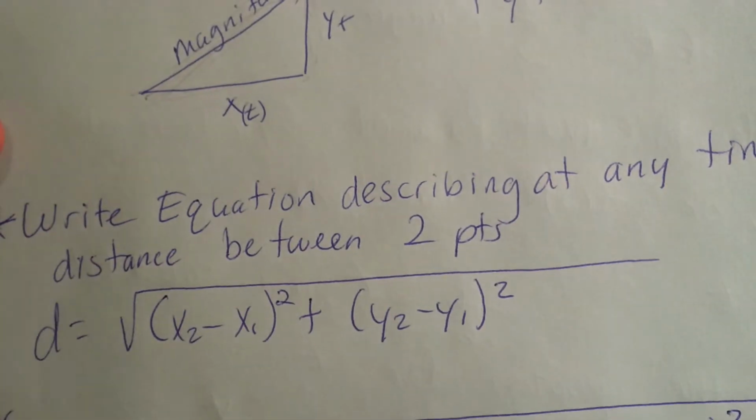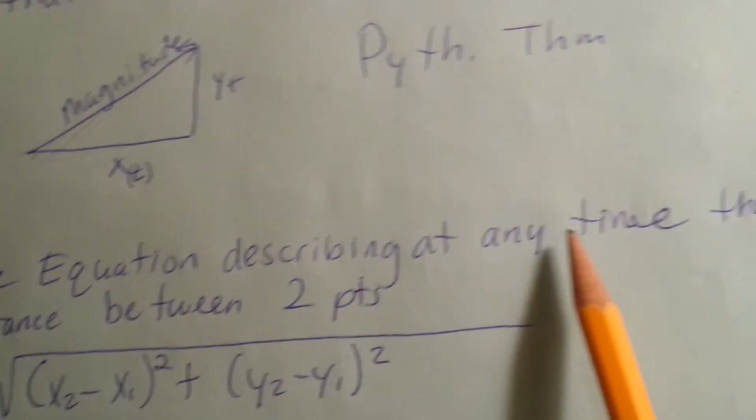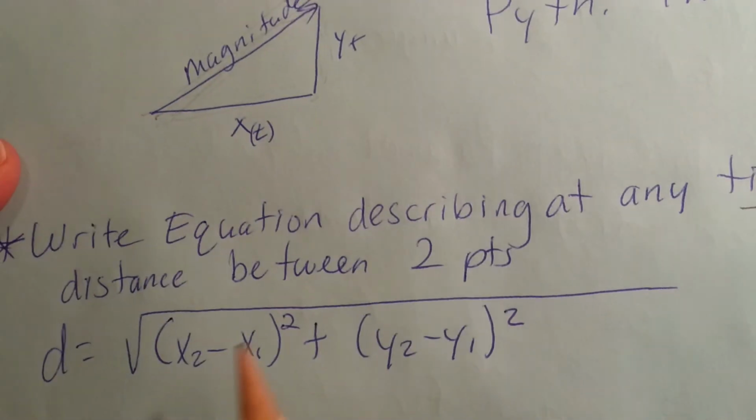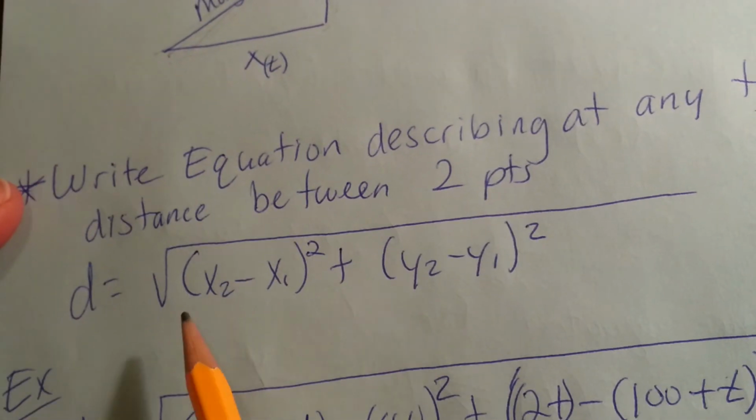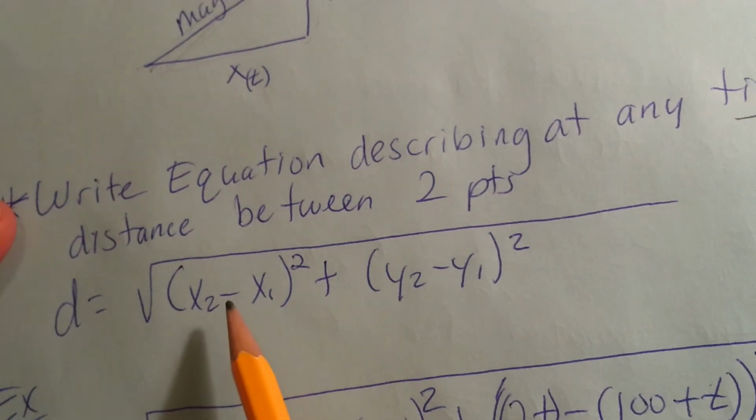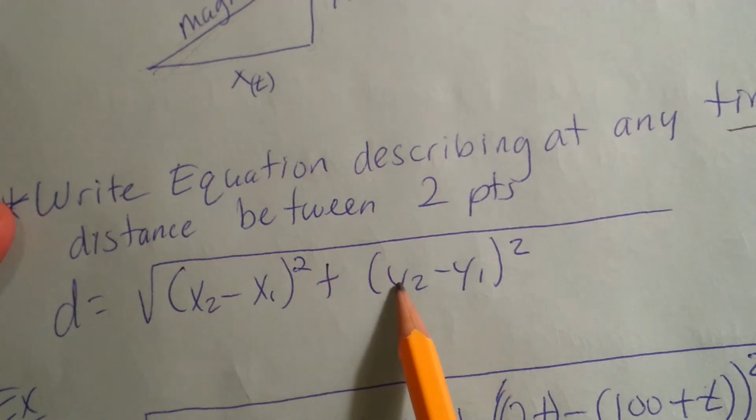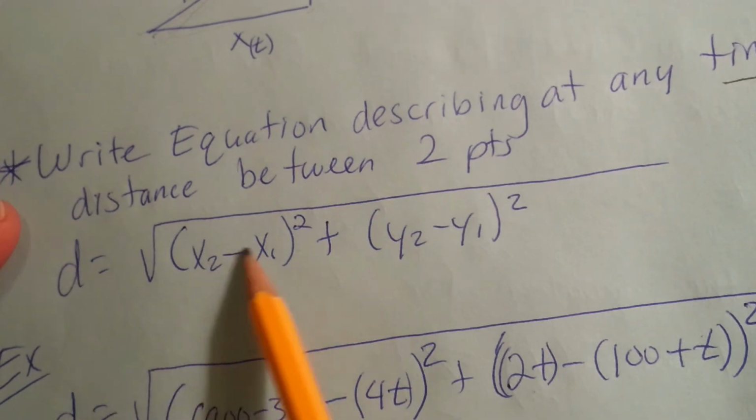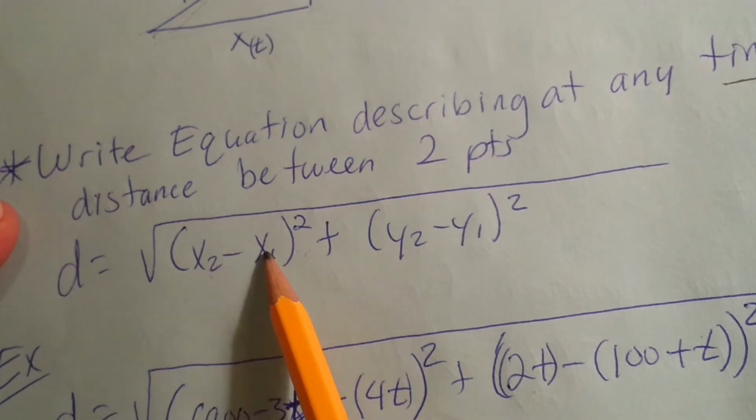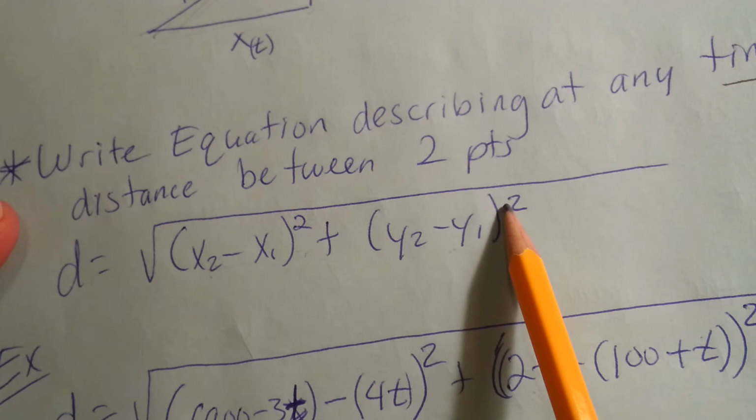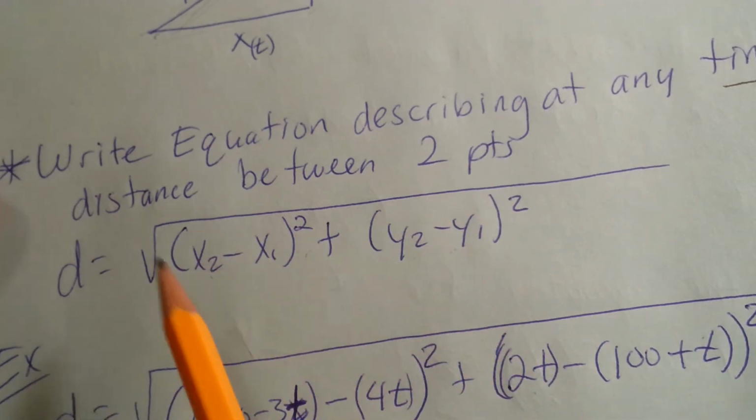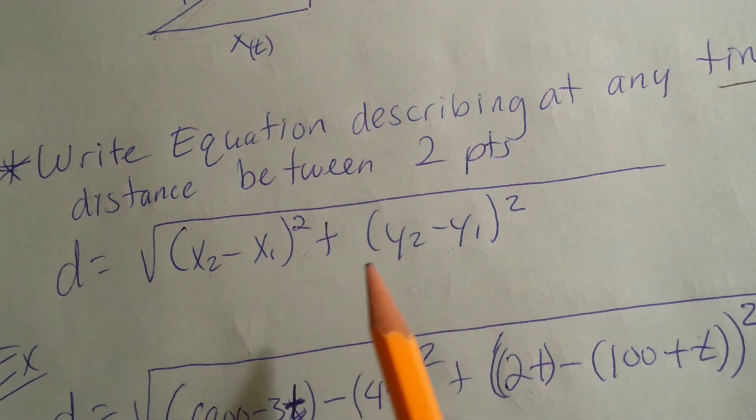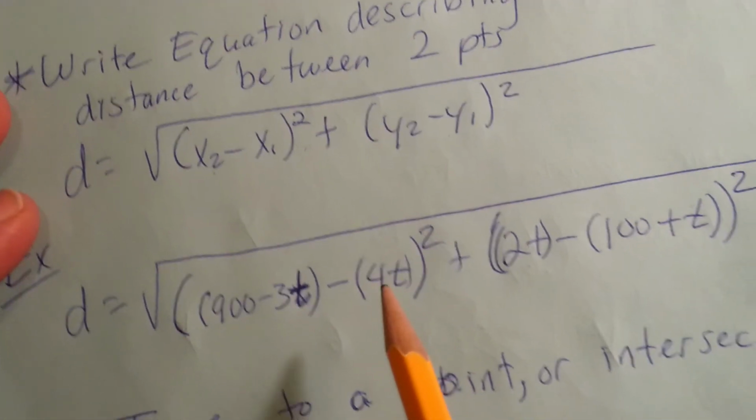Okay, you need to be able to write an equation describing, at any time t, the distance between two points. So remember the distance formula. Let's say the lion is x2, y2 and the ranger is x1, y1, point 1. The distance between those points is the x2 minus x1 squared plus the difference in y squared, all under the square root. That gets me the distance between, let's say, the Lion and the Ranger, or the ship Andor and the Helsinki.